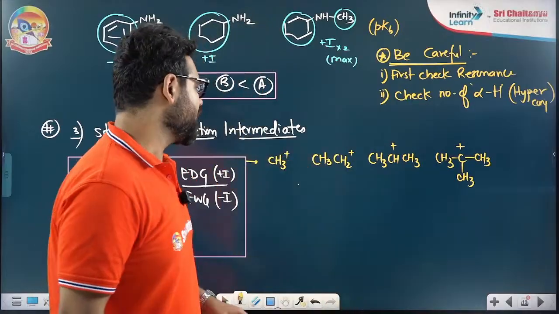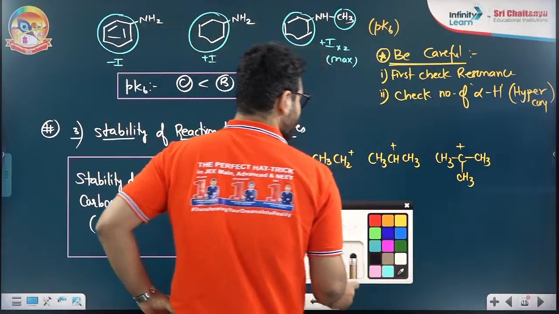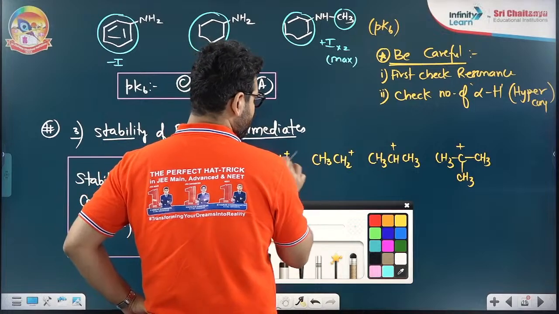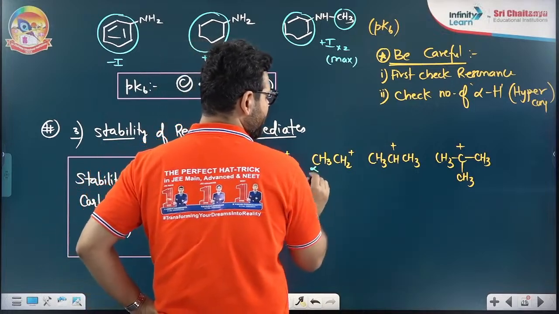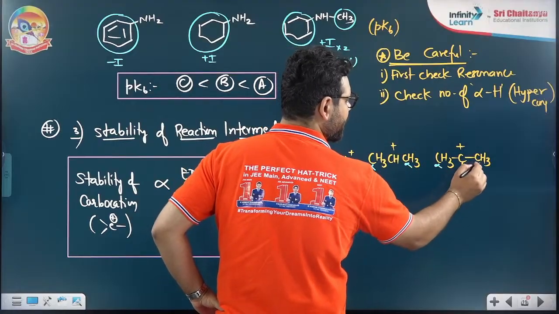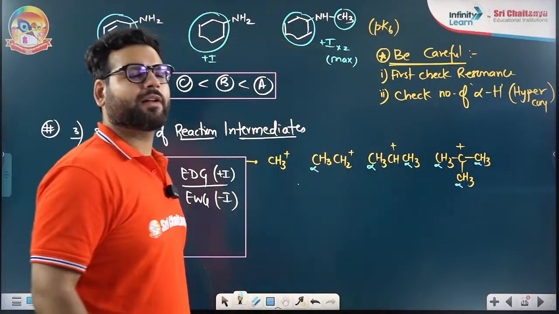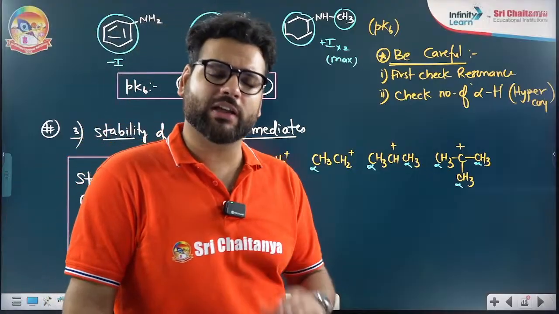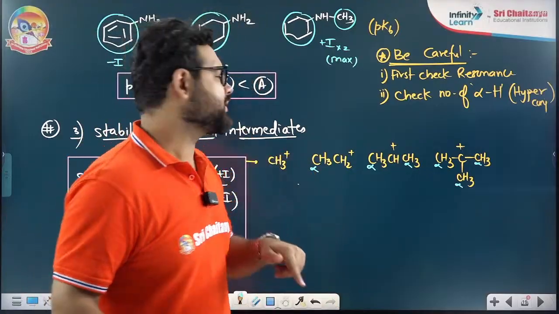What is alpha carbon? Alpha carbon is the carbon next to the CH2 positive. So here there is no alpha carbon. Here this is the alpha carbon, this is the alpha carbon, this is the alpha carbon. These are the alpha carbons. So after checking for the alpha hydrogens, if still you are not able to decide, then check inductive effect.